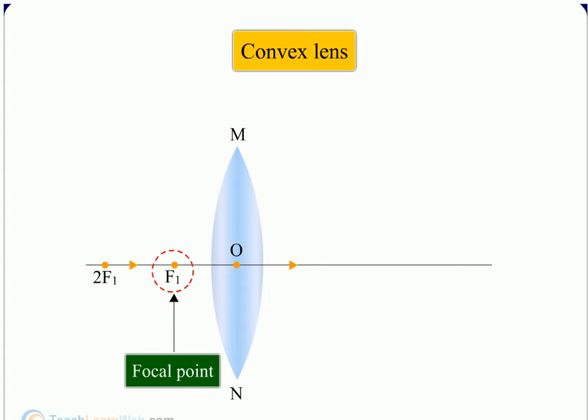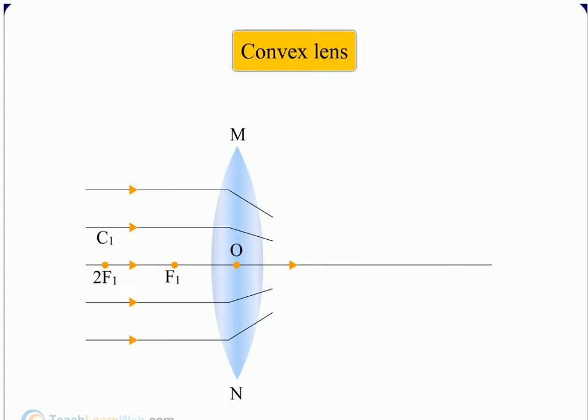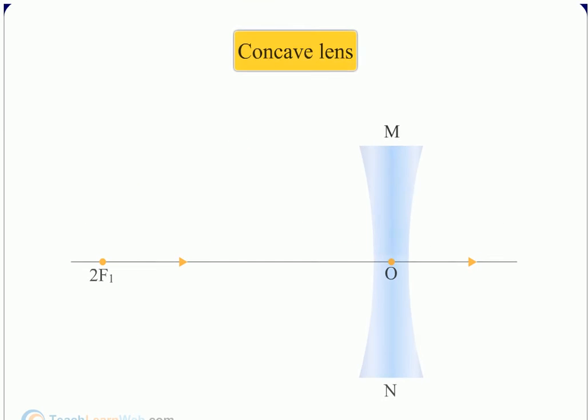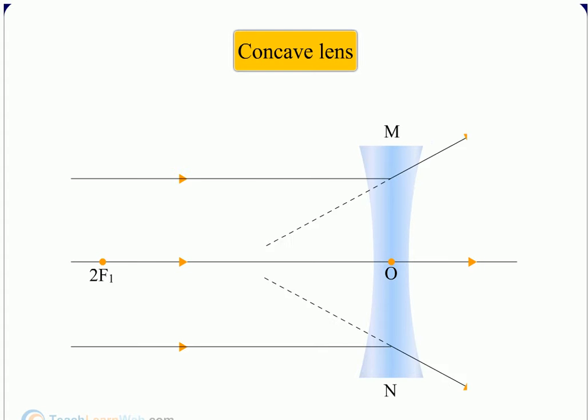Principal focus or focal point F. When a parallel beam of light is incident on a convex lens, after refraction, it converges at a point called principal focus. Or, when a parallel beam of light is incident on a concave lens, after refraction, it appears to diverge from a point called principal focus.